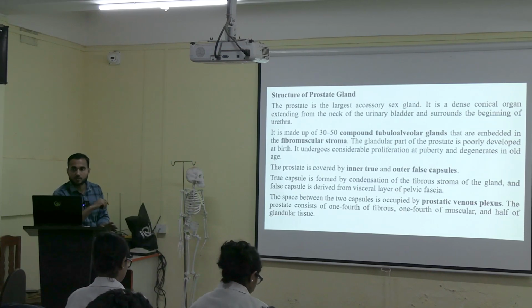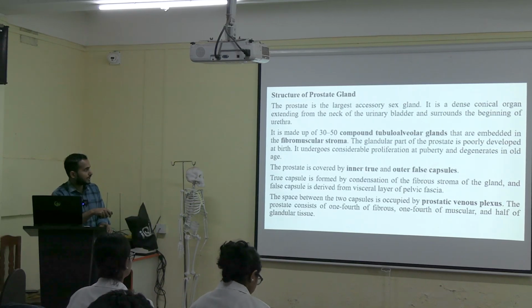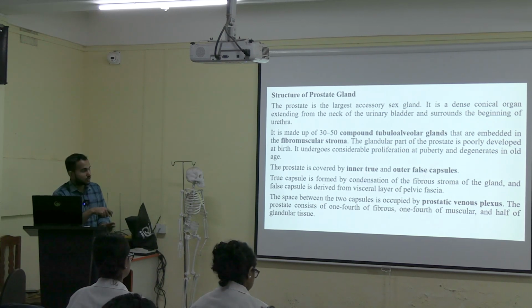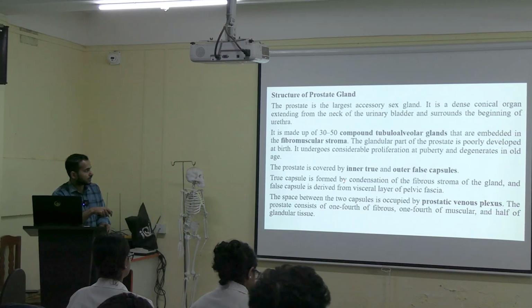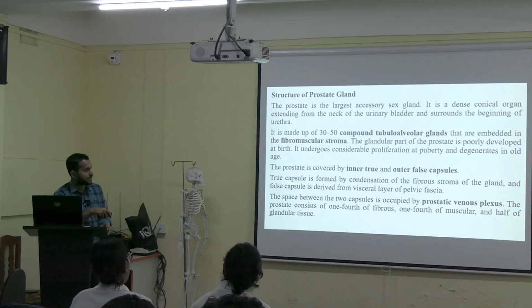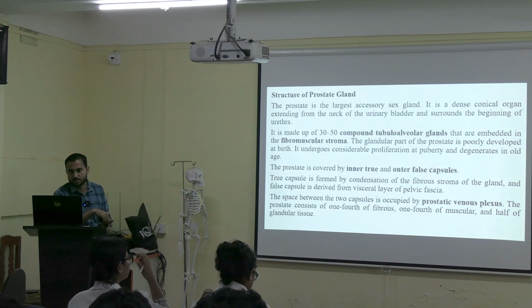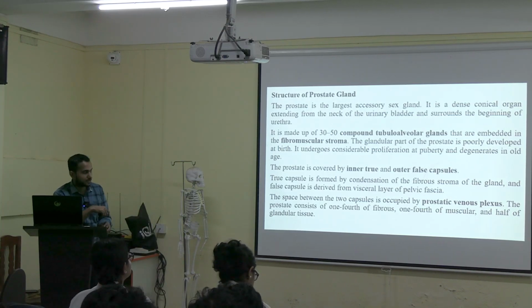Next, in the supporting part, it is having two capsules. Okay, inner capsule and outer capsule. So see, prostate is covered by the inner capsule, also called the true capsule, and the outer false capsule. So how is the true capsule formed? Condensation of the fibrous stroma of the gland, and the false capsule by the visceral layer of the pelvic fascia. In between these two capsules, we are having the prostatic venous plexus. Okay, prostatic venous plexus is present.